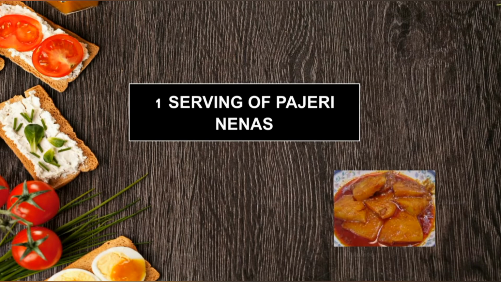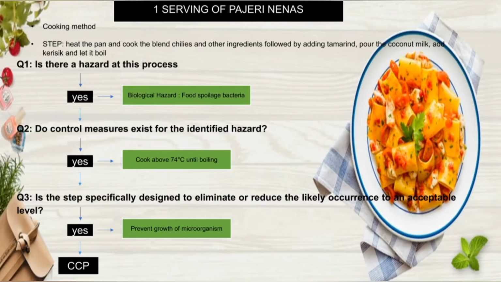And then the next one is 1 serving of pajeri nanas. It is in cooking method. In the step of heat the pan and cook the blend chilies and other ingredients followed by adding tamarind, pour the coconut milk and add kerisik and let it boil. Is there hazard? Yes. Biological hazard, food spoilage bacteria. The control measure exists? Yes. Cook above 74 degrees Celsius until boiling. The step can specifically design or to eliminate or reduce the hazard to an acceptable level.